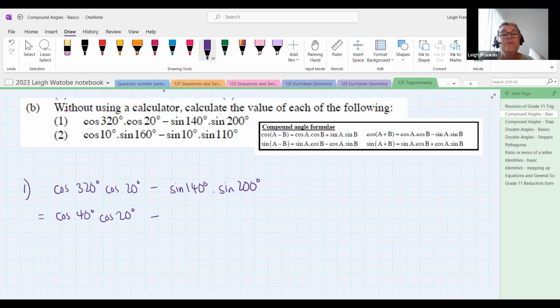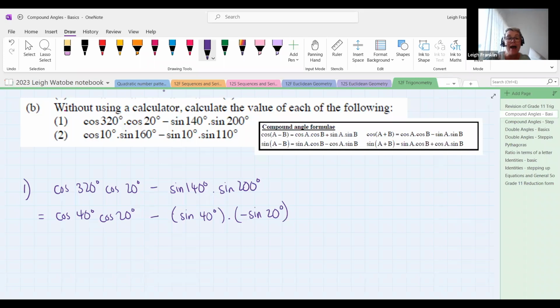And now here, both of these are bigger than 90. So again, I've got to use reduction formulae. 140 is in quadrant number 2. So I'm going to use 180 minus. So that is going to end up being positive sine 40 degrees. Okay, and then as far as sine 200 is concerned, 200 puts me into the third quadrant, so that would be 180 plus. But sine is negative in the third quadrant, so this becomes negative sine 20.